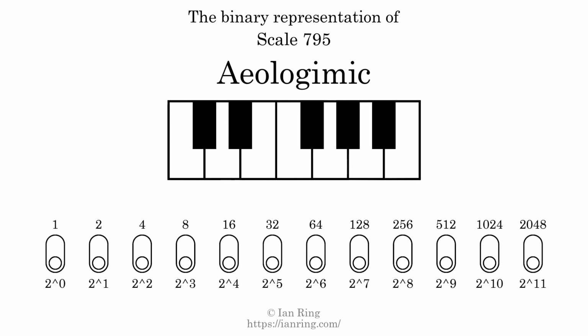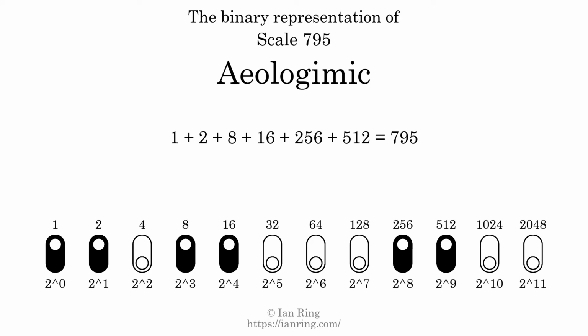The binary representation of this scale is determined by mapping tones of the scale to binary digits. Each binary digit represents a power of 2. To get the scale number, we add the powers of 2 together. The powers of 2 that are present in the scale, all added together, equals 795. That is why the scale number, in decimal, is 795.